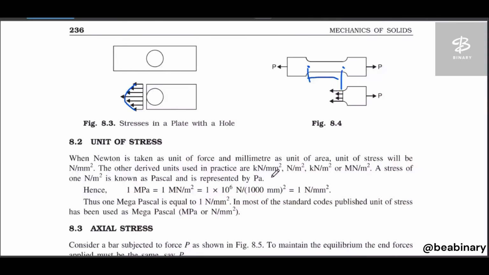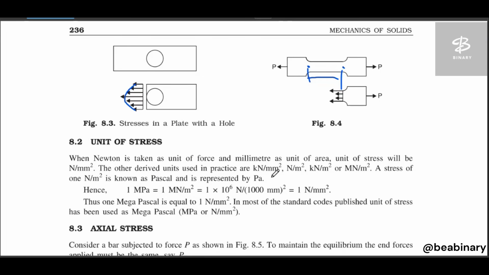Strain is basically the displacement per unit length. Displacement per unit length is called strain, meaning delta L upon L. Delta L is the displacement, okay, and L is the length. So delta L upon L means displacement per unit length is called strain. Strain is unitless because delta L in meters and L in meters, or delta L in mm and L in mm, means the units cancel out. So this is the unit concept.